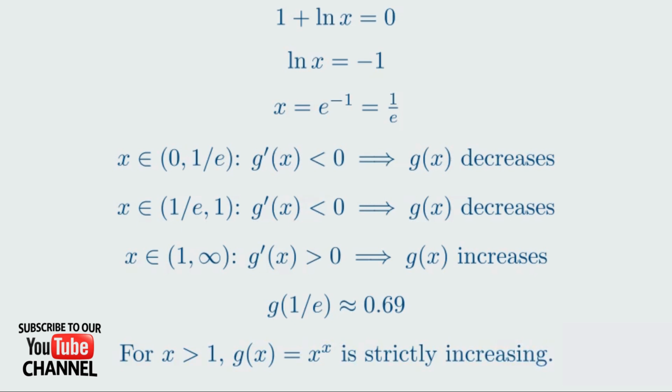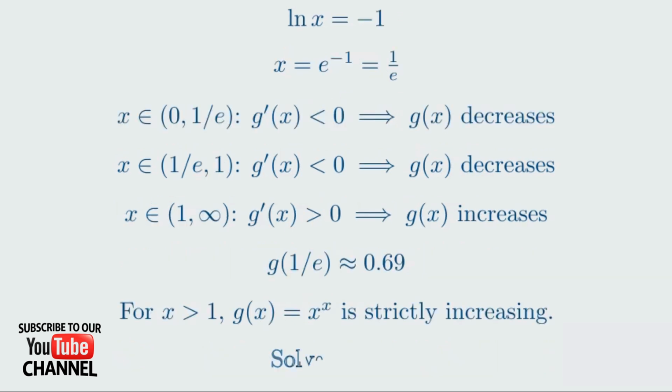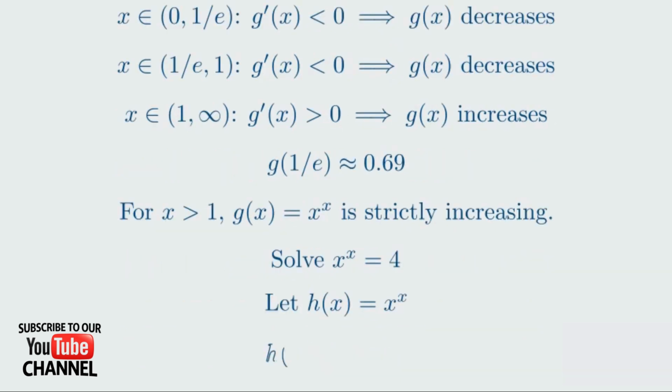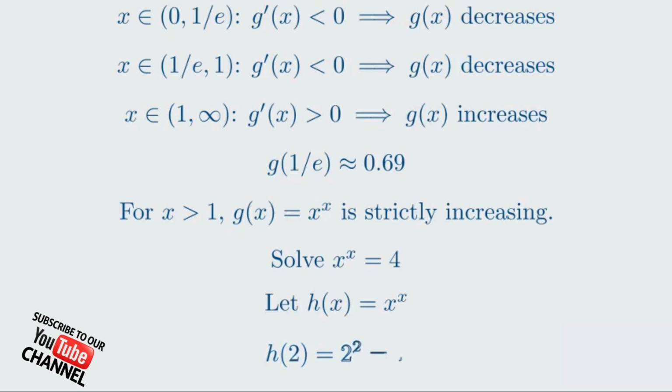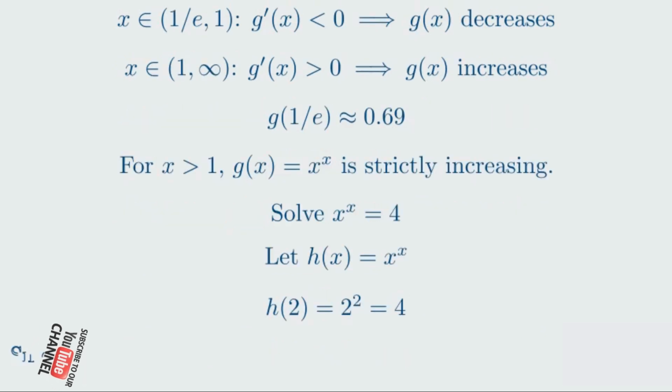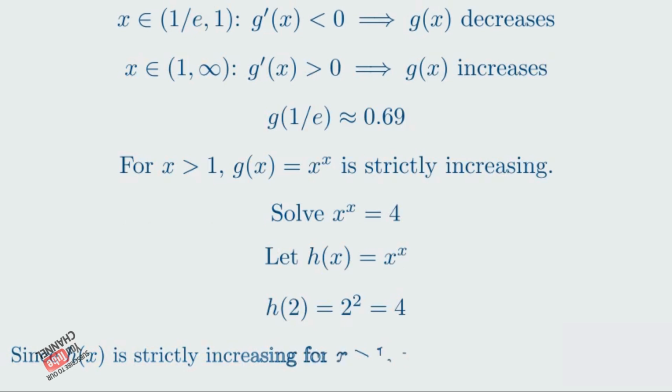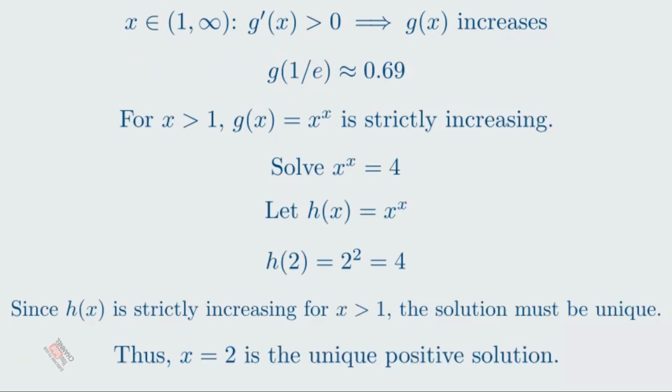Now let's apply this to our equation. We had the equation x to the x equals 4. Since the function x to the x is strictly increasing for x greater than 1, it can only equal 4 for one unique value of x. We already found that x equals 2 works, because 2 to the second is 4. Thus, x equals 2 must be the only positive solution. So, we've not only found the answer, x equals 2, but we've also used calculus to confirm it's the only one. A neat combination of algebra and analysis.